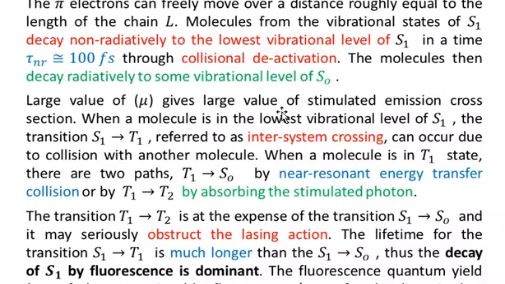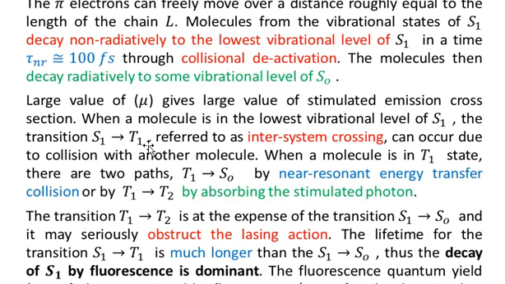A large value of mu gives a large value of the stimulated emission cross section, because both quantities are related. So when a molecule is in the lowest vibrational level of S1, the transition from S1 to T1 is referred to as the intersystem crossing. So you see that this transition violates delta S equal to 0. So this is not an optically allowed transition, and this transition, if it occurs, will occur only through intersystem crossing and can occur due to collision. So the main reason is the collision of one molecule with another molecule.